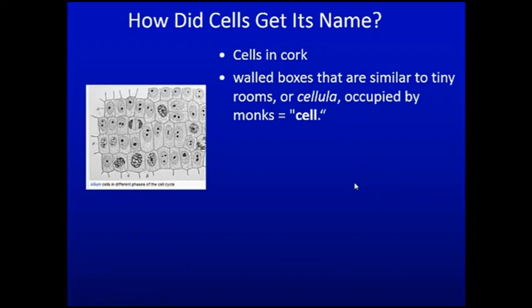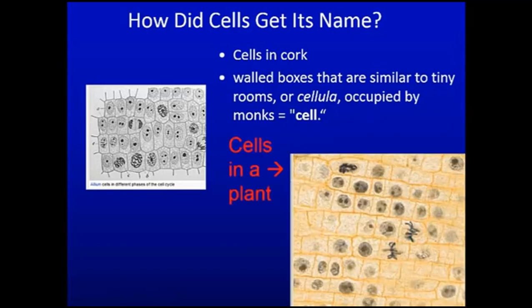Now, how do cells get their name? Well, the cells are in a cork. The first cells that were observed were cork. And the person who observed those called them a cell because of the cella, or tiny rooms that the monks used to live in. So it's like a cell. Of course, we now say a jail cell. The first cells were seen like little boxes. You could see how it looked like little jail cells here, or little rooms that monks might live in.